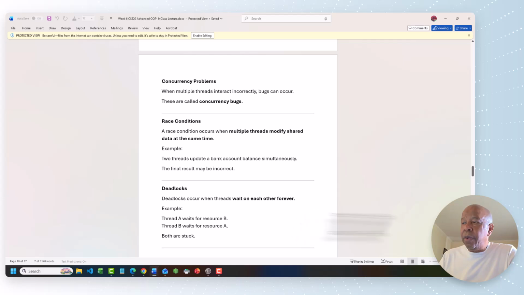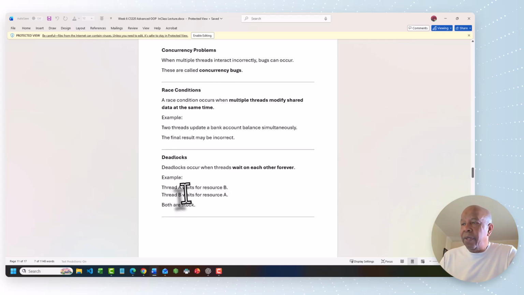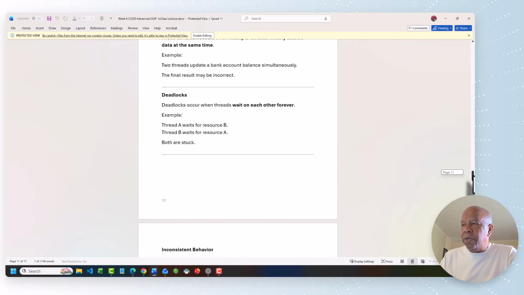Deadlocks occur when threads wait on each other forever. Right here, I have thread A waiting on thread B, and I look at thread B and it's waiting on thread A. Both are stuck and we're in a permanent lock situation.